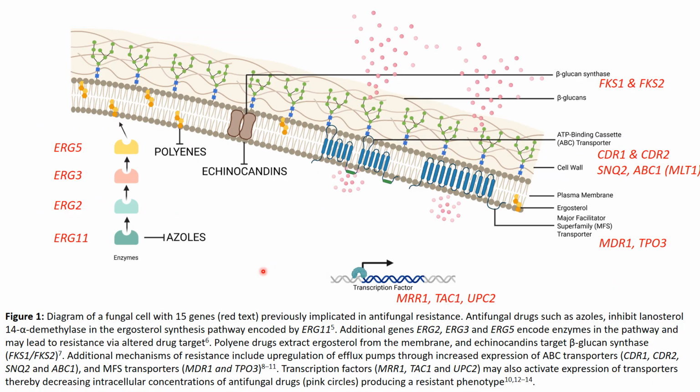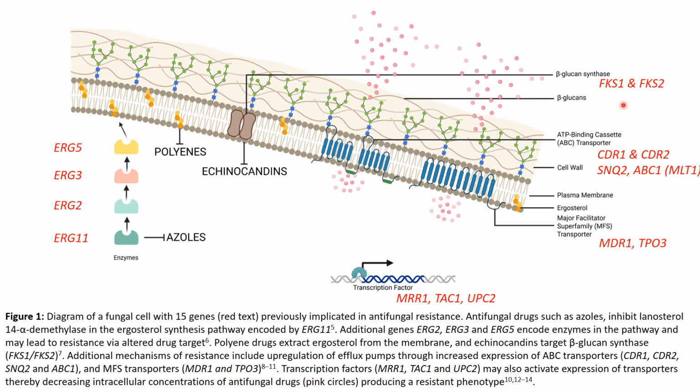So, a bit of background. I have a diagram of a fungal cell with the 15 genes in red text that were previously implicated in antifungal resistance. Antifungal drugs such as azoles inhibit lanosterol 14-alpha demethylase in the ergosterol synthesis pathway encoded by ERG11. Additional genes ERG2, 3, and 5 include enzymes in the pathway and may lead to resistance via altered drug target. Polyene drugs extract ergosterol from the membrane, and echinocandins target beta-glucan synthase encoded by FKS1 and FKS2.